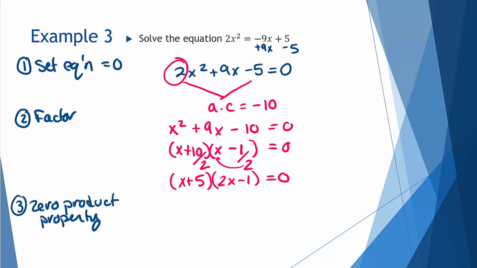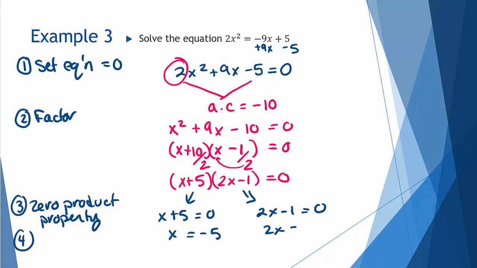Now I'm going to apply the zero product property. So I set each parentheses equal to 0. And then I solve. So I add 1, and then I divide by 2, so x is equal to 1/2. So what I solved for is x, and those x values represent my x-intercepts.